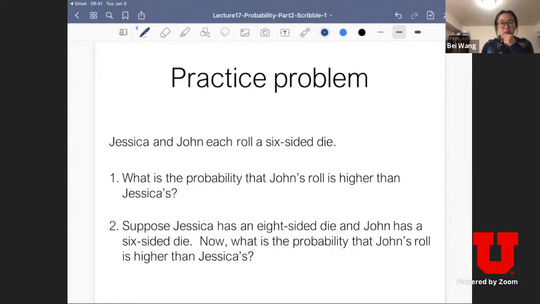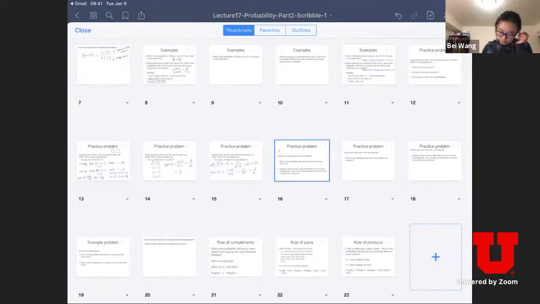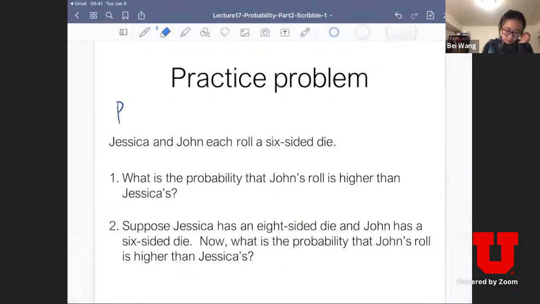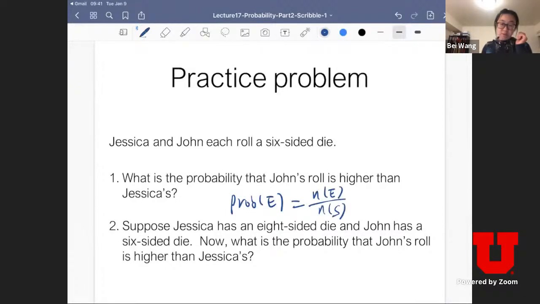Again, please pause the video and try to solve this on your own. The first one is, what is the probability that John's roll is higher than Jessica's roll? Well, if I want to compute probability, I want to look at the probability of an event, which is n of E over n of S. My focus in solving this is looking at this formula, okay?